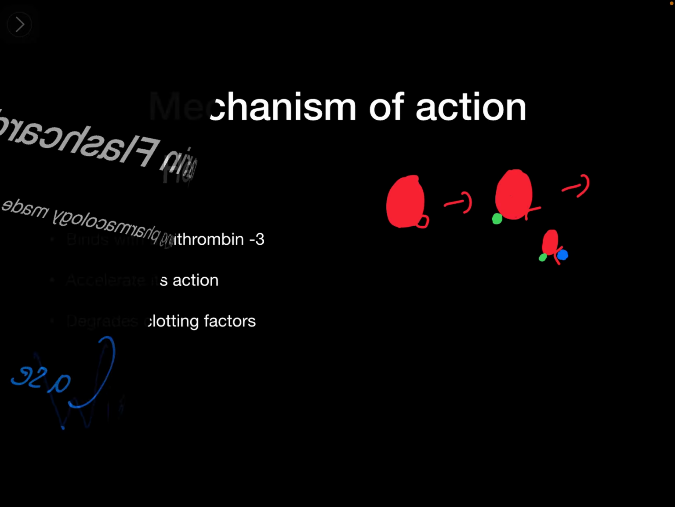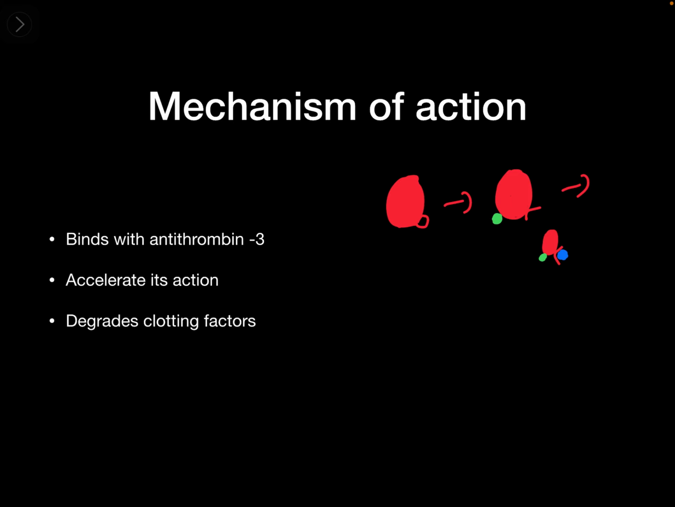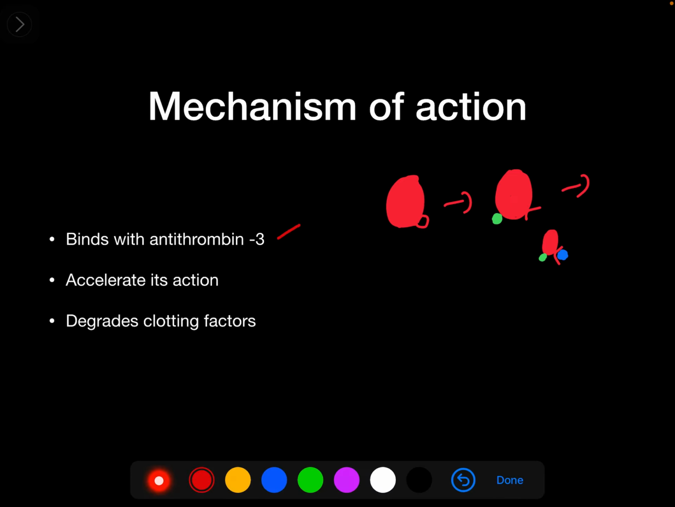So let's get started. First of all we will talk about the mechanism of action. What this drug does is it binds to antithrombin 3. Binding to antithrombin 3, the action of antithrombin 3 is accelerated. It's like it gets more energy when heparin binds to it, and then this antithrombin 3, after getting the energy, will bind to the clotting factors and destroy them. Antithrombin 3 is like the soldier, and our heparin is like the king. The king orders the soldier to kill the enemy.